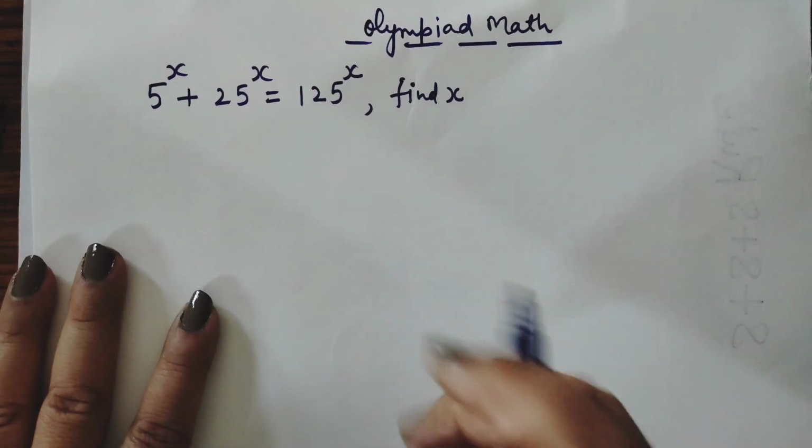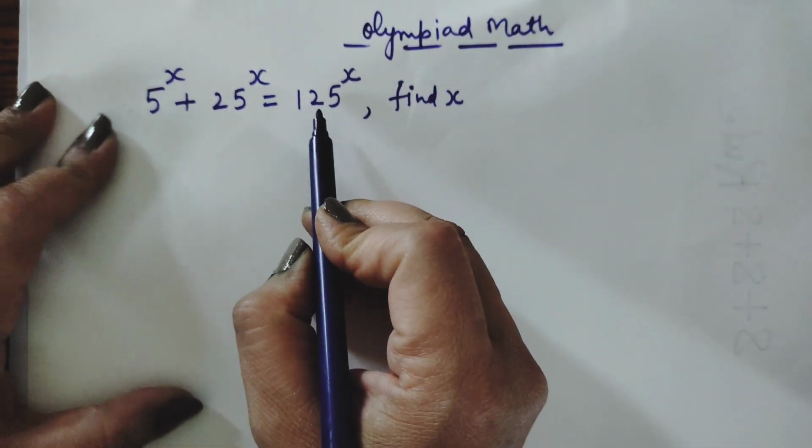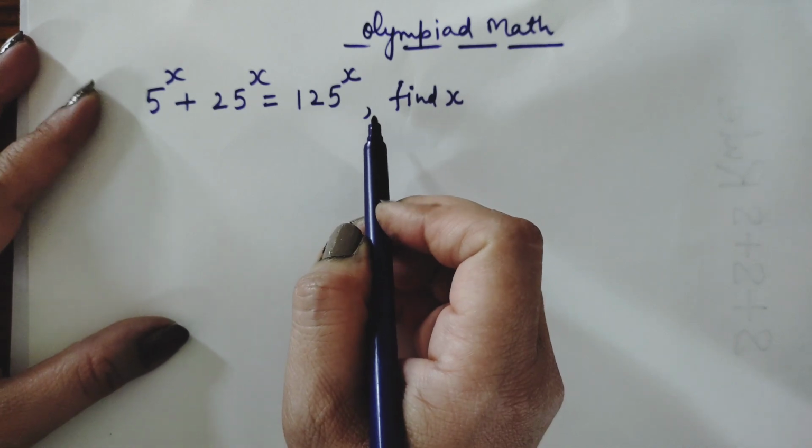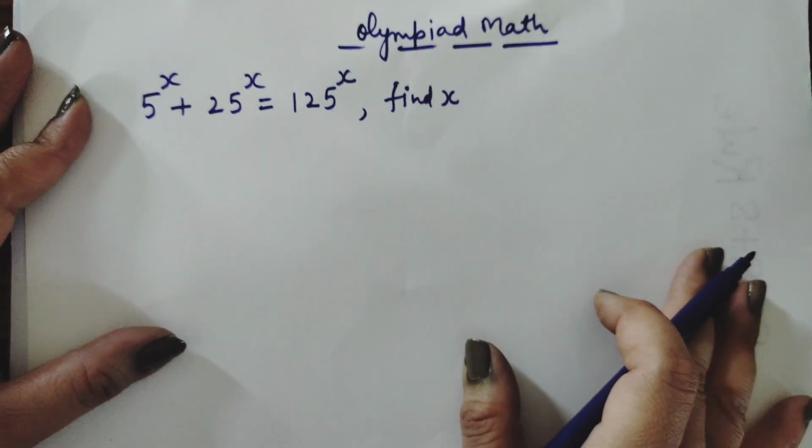Today we are going to do an Olympiad question: 5 raised to the power x plus 25 raised to the power x equals 125 power x. We need to find the value of x here. How to find this x value?